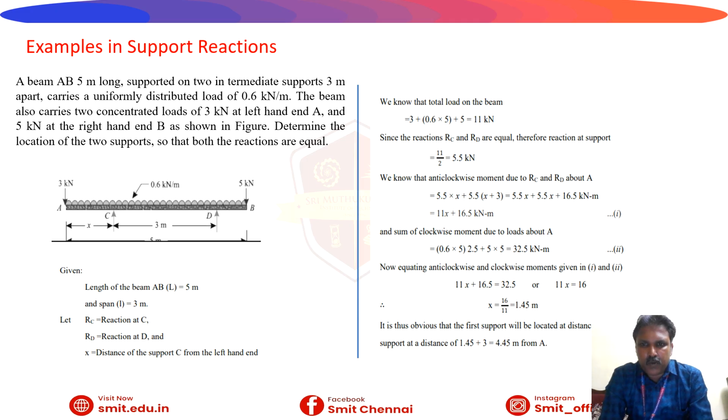We know the anticlockwise moment due to RC and RD about A is 5.5 into x plus 5.5 into x plus 3, which is 5.5x plus 5.5x plus 16.5 kilonewton meter, that is 11x plus 16.5 kilonewton meter. Sum of clockwise moment due to loads about A: we are taking the clockwise moment, that is 0.6 into 5 into 2.5 plus 5 into 5. You will get 32.5 kilonewton meter.